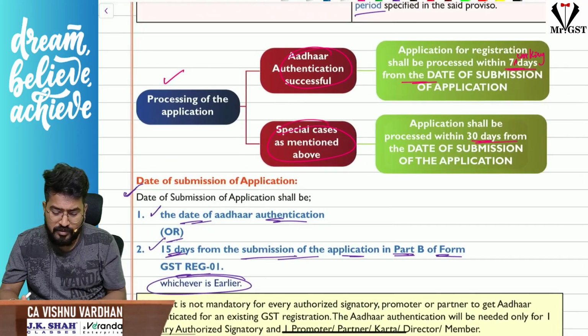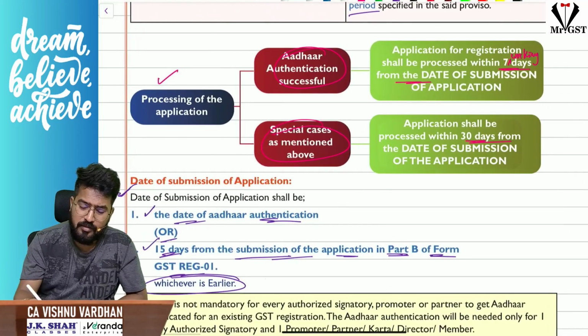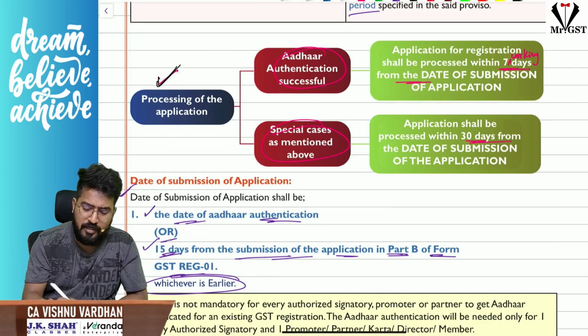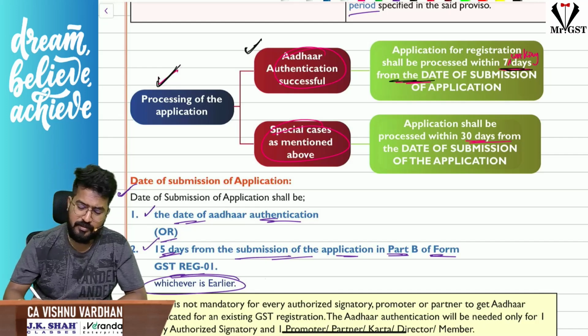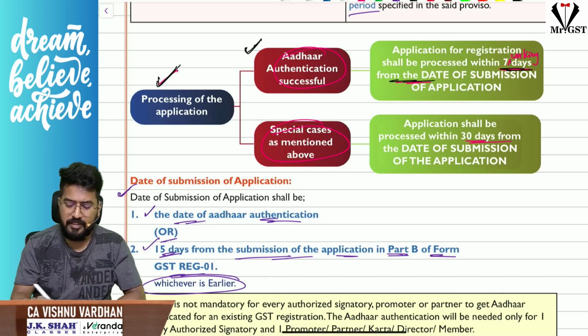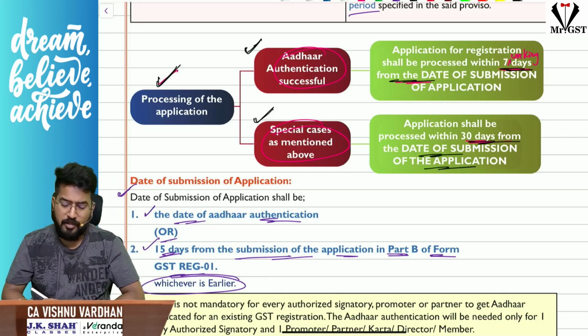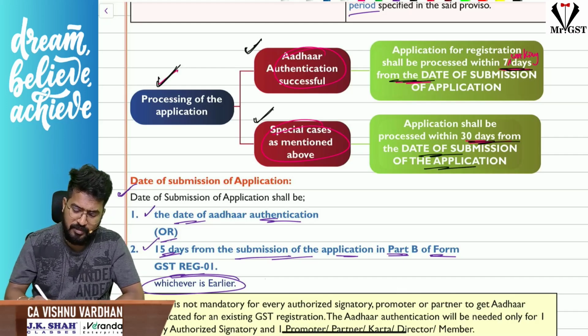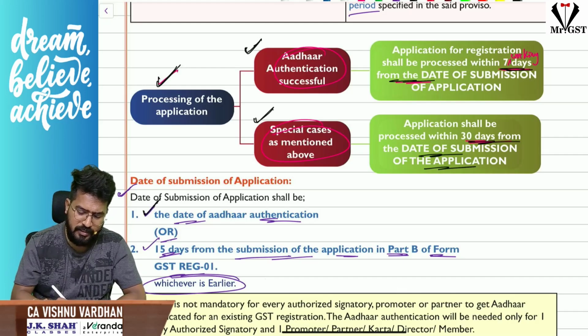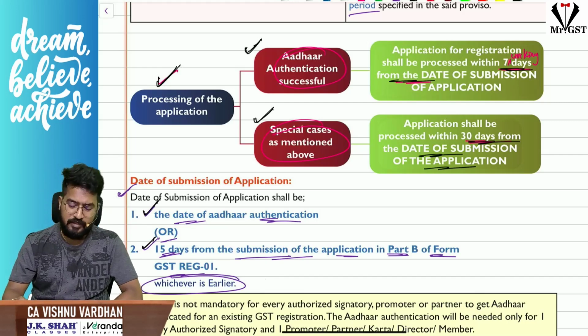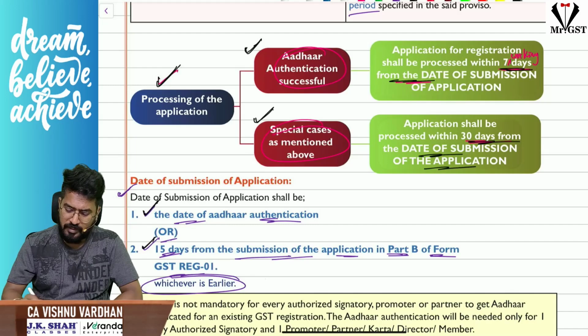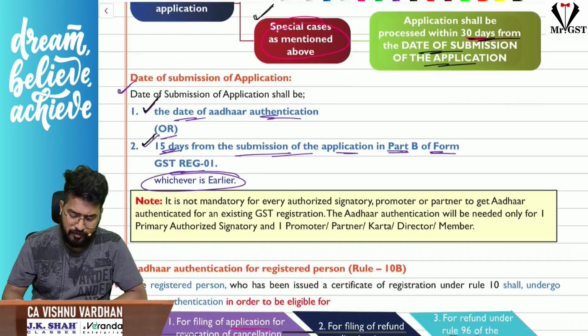Right? So as I already told you, sir, what is the time period for processing the application? If Aadhaar authentication is successful, 7 working days from the date of submission of application. In other cases, sir, 30 days from the date of submission of application. Okay, so what does the date of submission of application mean? Whenever the Aadhaar authentication is done, that date, or 15 days from the date of submission of part B, whichever is earlier. That will be taken as the date of submission of application.